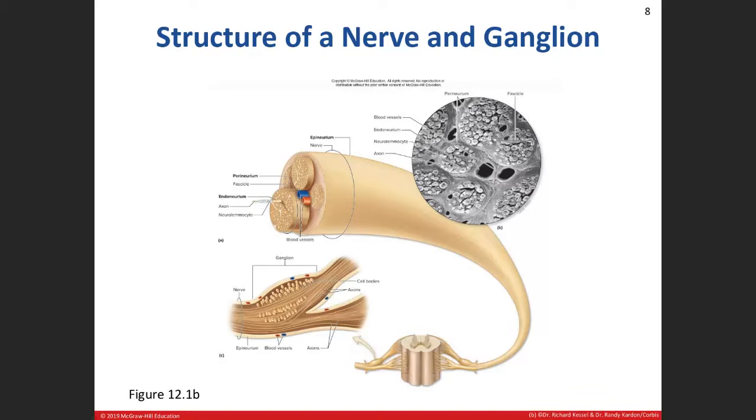Take a quick peek. Here you can see the layers like we saw in lab. Here's the epineurium, and inside that epineurium we can see some blood vessels in close proximity to the perineurium. We've taken a bundle of neurons, those fascicles, and put a covering around that. That's the perineurium. And then we have our individual axon here, and we cover that with the endoneurium, that loose connective tissue there.